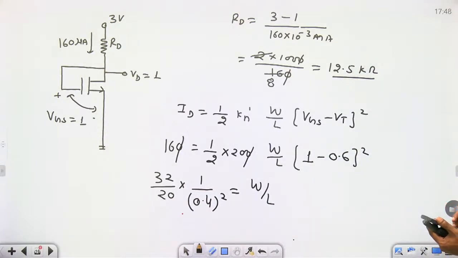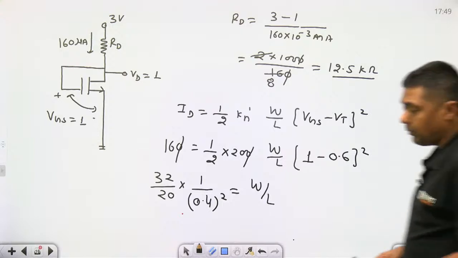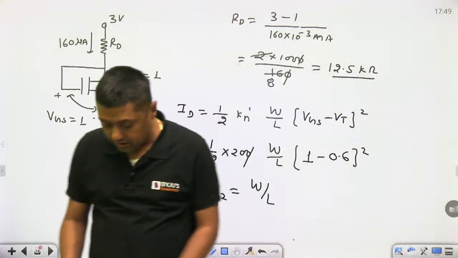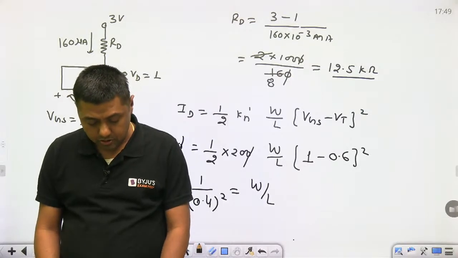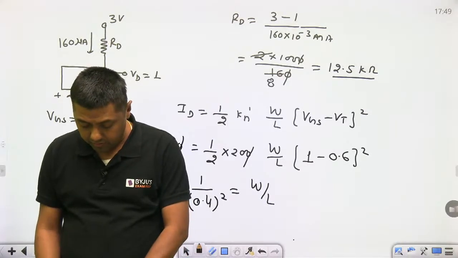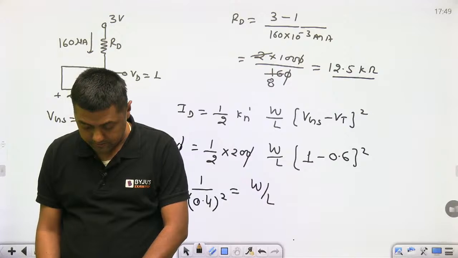You can solve it, but you have to avoid what? Calculation mistakes only. Then divided by 0.16, 10. W by L ratio is what? 10. Initially it was 5. Now you have to just double the W by L ratio. Very, very simple question, guys.